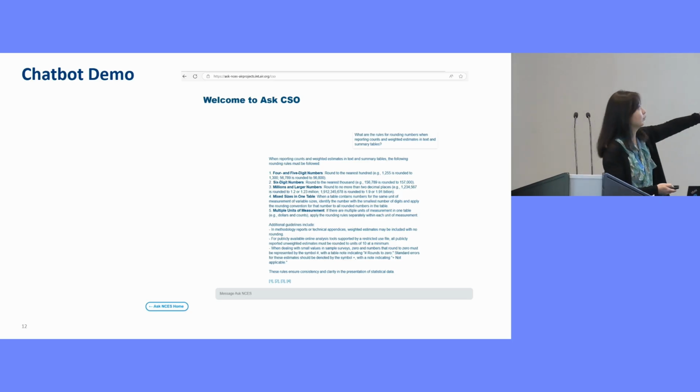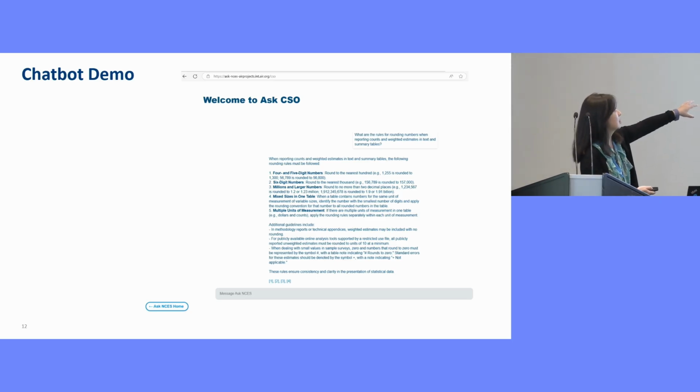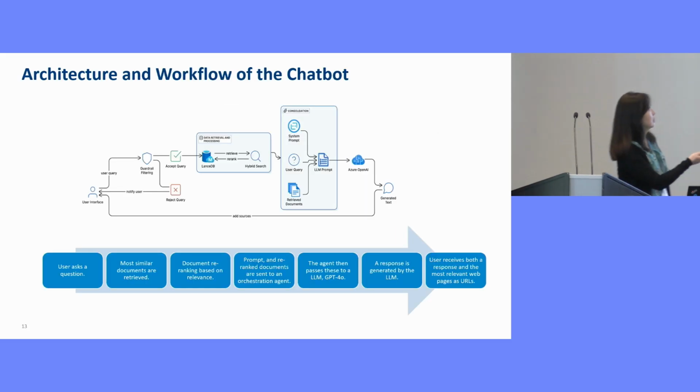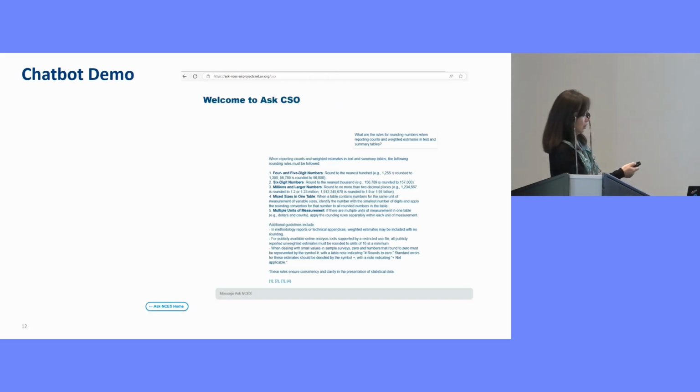So this is a demo of Ask CSO. It's a ChatGPT-like interface. The user asks questions, then the chatbot produces the answers, and also gives you the links to relevant web pages and the PDF files, with the exact page number of the PDF, so you can click the links and verify whether the information is correct.